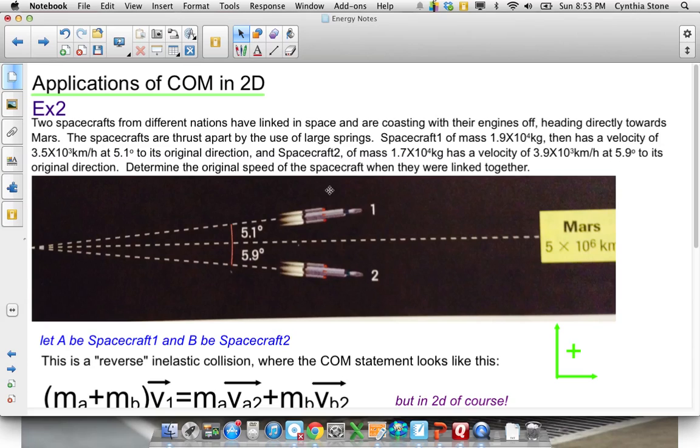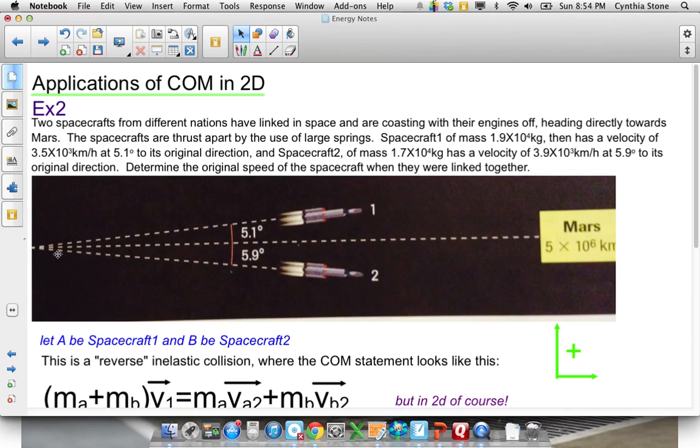And what we're given is that this first one ends up on an angle of 5.1 degrees to its original. I always think that's an interesting language. So imagine I didn't give you the picture, sort of being able to figure out that's what that means, right? So we're given kilometers per hour, 3,500 kilometers per hour. The next one's going 5.9 degrees to the original, and we have its mass and its new speed. So it's asking us what's the original speed when it first started.